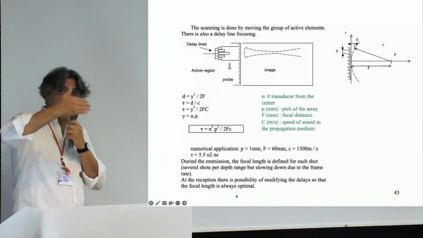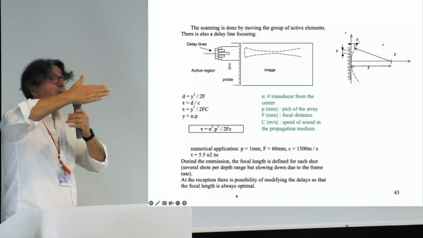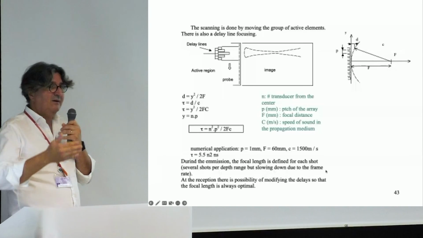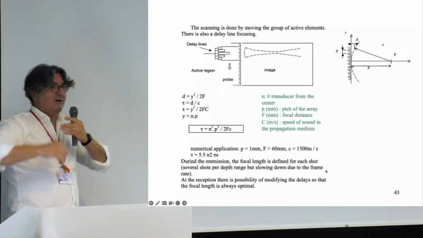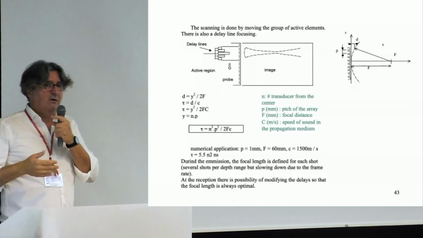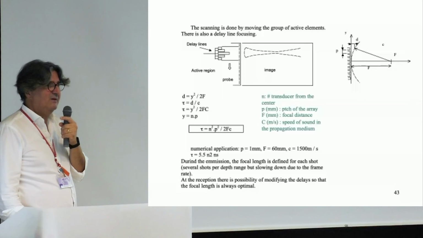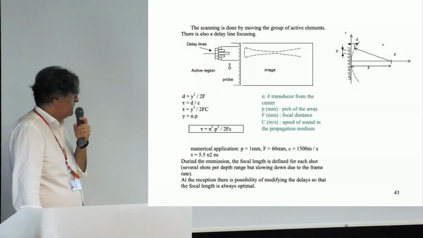So you can make focusing at the emission, but as you are doing emission and reception, you can also modify the delay so that the receiving focusing will vary again. So you can make double focusing at the emission and the reception. And now processing is so fast that it is done in echographic systems, both in industry and medical applications.